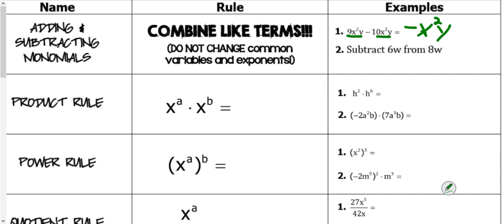Number 2 says subtract 6w from 8w. So be careful about this. We're subtracting 6w from 8w. So in other words, rewriting this equation would be 8w minus 6w. That would give us 8 minus 6, which would be 2w.